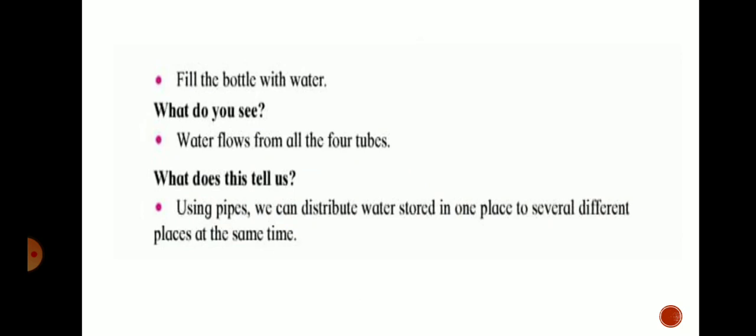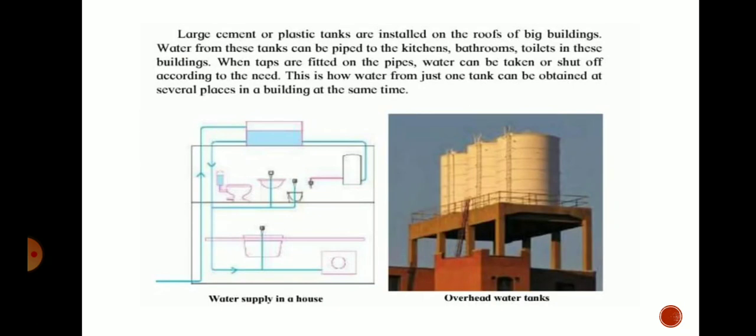Understand, children, how the process of distribution of water takes place from the tank? Now let us see. Large cement or plastic tanks are installed on the roofs of big buildings. Water from these tanks can be piped to the kitchens, bathrooms, toilets in this building. When taps are fitted on the pipes, water can be taken or shut off according to the need.